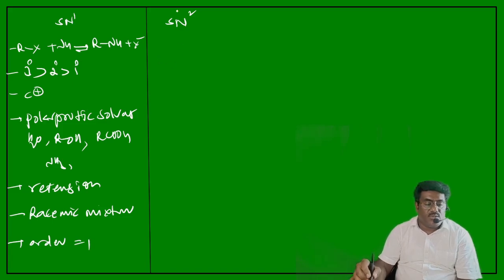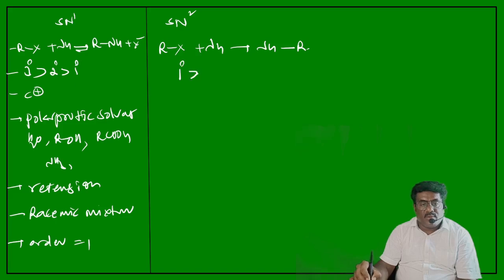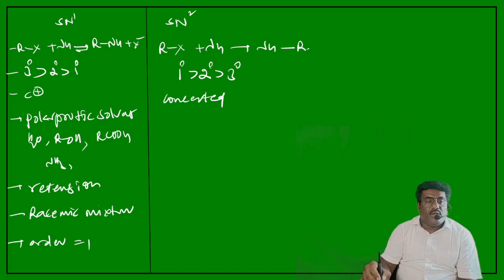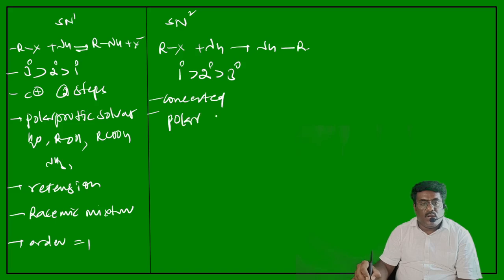SN2 also involves an alkyl halide with a nucleophile. It attacks from the backside. What is the stability? Primary is greater than secondary, which is greater than tertiary. It is a concerted reaction mechanism. SN1 undergoes two steps, while SN2 is concerted. It is favored by polar aprotic solvents.